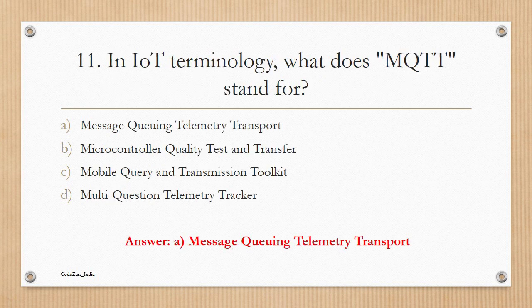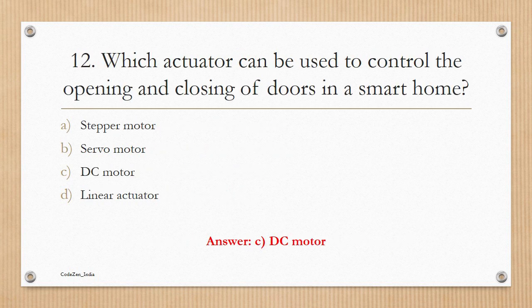11. In IoT terminology, what does MQTT stand for? A. Message queuing telemetry transport. B. Microcontroller quality test and transfer. C. Mobile query and transmission toolkit. D. Multi-question telemetry tracker. Answer: A. Message queuing telemetry transport.